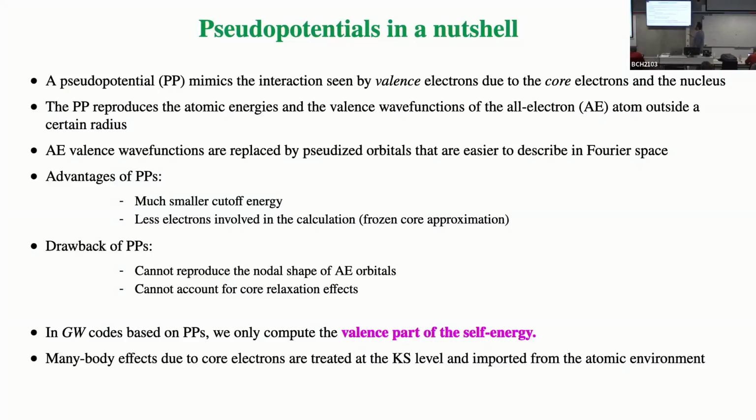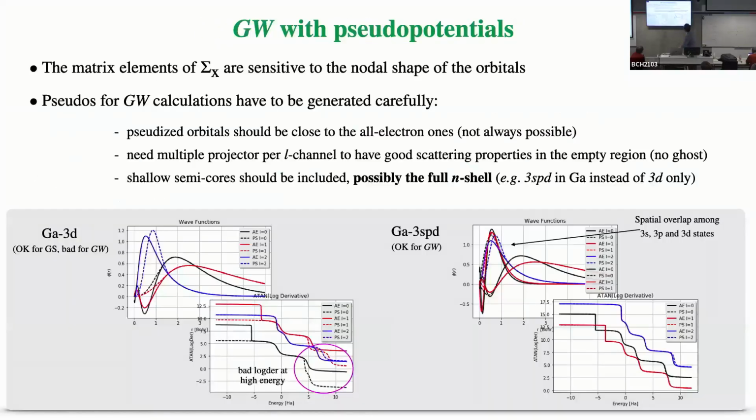The problem is even worse when you go beyond Kohn-Sham, and in particular because we have the Fock operator exchange part. The Fock operator depends on the atomic orbitals, and when we take matrix elements, the nodal shape of the wave function is important in order to have accurate results. In order to have accurate results, we should include in our pseudo the electrons that are supposed to give the most important contribution to the Fock operator.